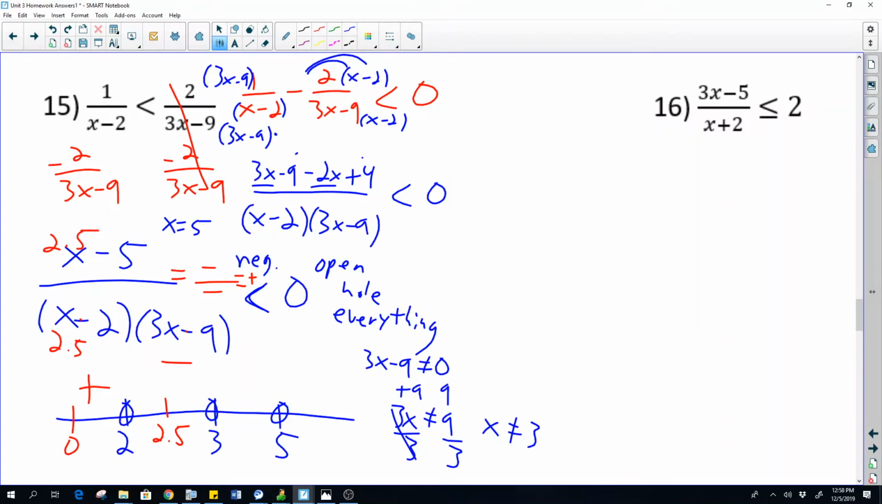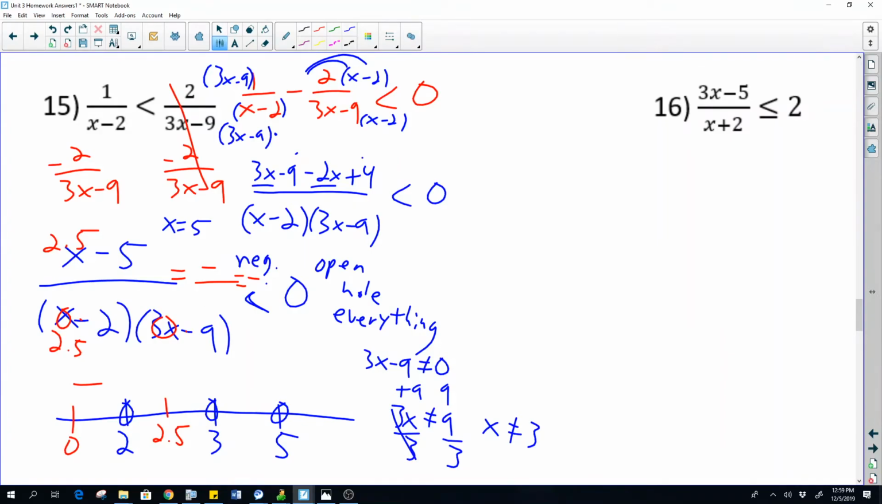And so when I plugged in a number less than 2, which is 0, I got negative on top. And then this is 0, and positive on the bottom. So that's supposed to be negative, because negative over positive is a negative. Good. So then next, we got negative over a negative when we plugged in 2.5.